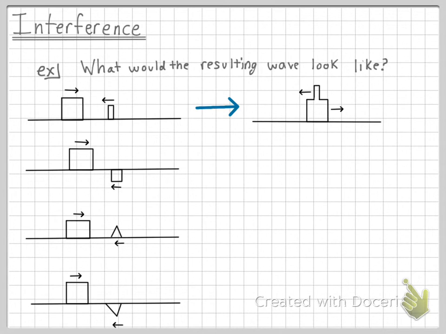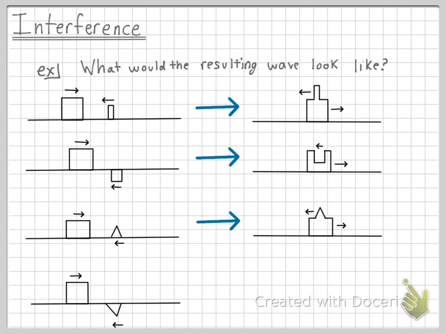The second example has two different squares, but one above and one below the x-axis. When these two waves interfere, they will destructively interfere, so the resulting wave will look like this shape. Alright, and the third example has a square and a triangular wave. Since they are both above the x-axis, they constructively interfere, and the resulting wave is just a square with a triangle on top of it.